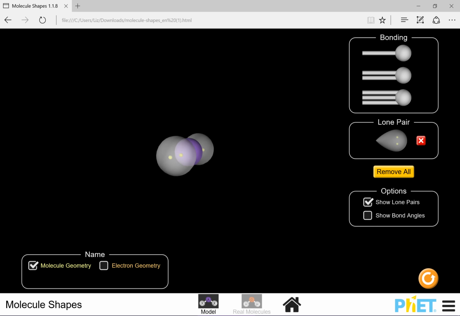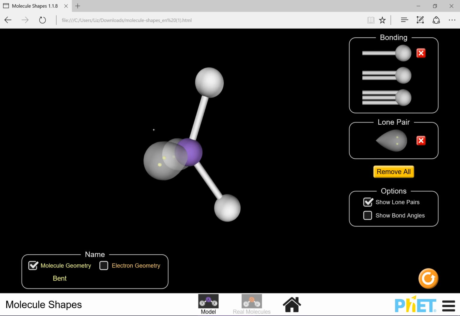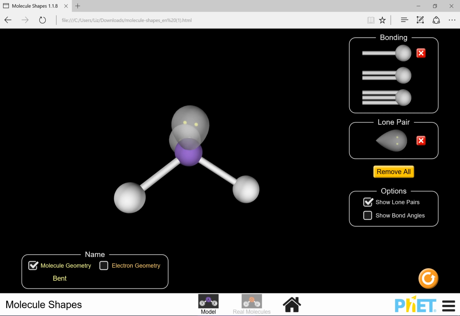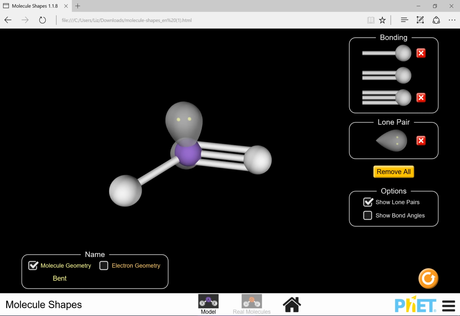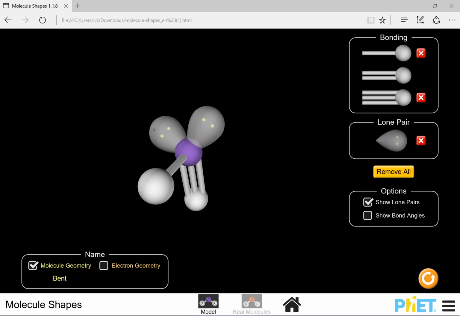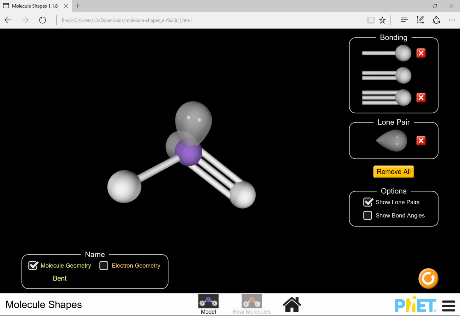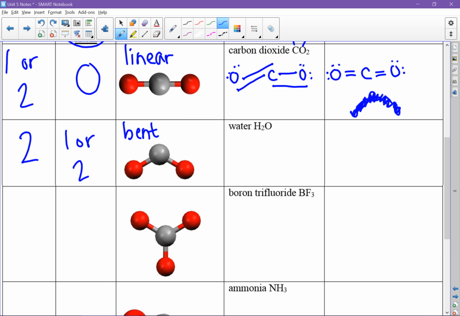That would be exactly the same if I put single bonds on there. It's still bent. I could do one single and one triple. No matter what I do, I can't pull that molecule into a line. Those electrons up there have messed with it and bent it around. So that's what water looks like.